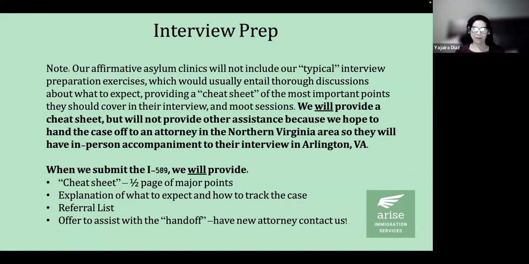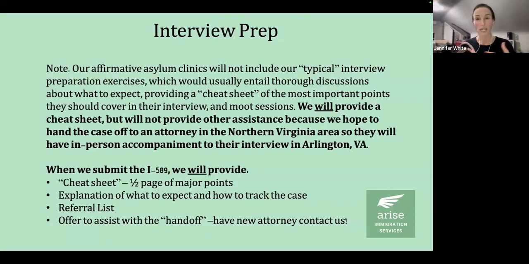Is it okay for them to read from the cheat sheet? No, they don't take it. The idea is for practice. Glad you asked that question. The idea is for them to memorize it or just be familiar enough with it so they can hit the main points.